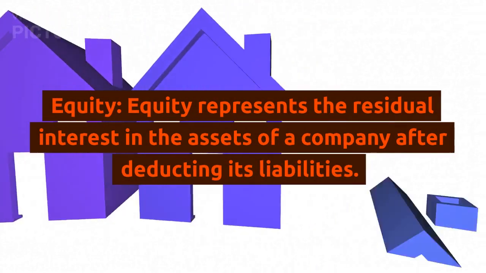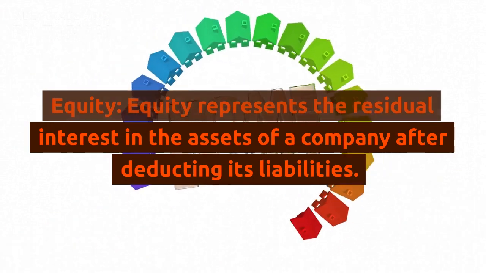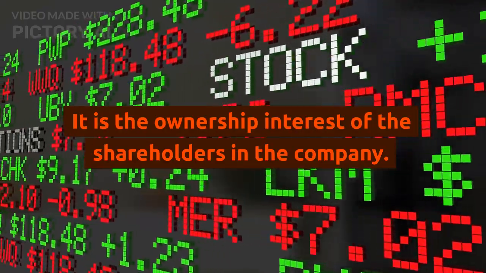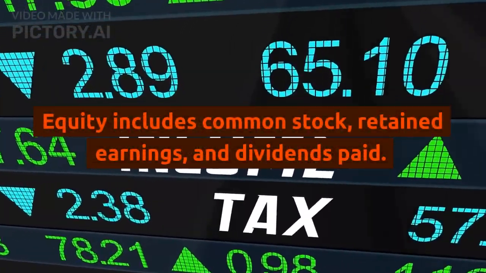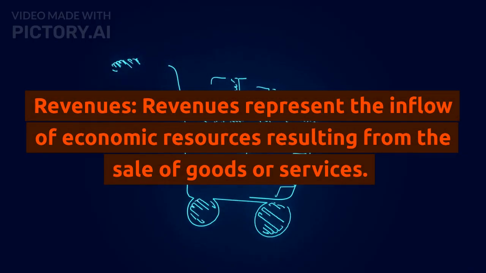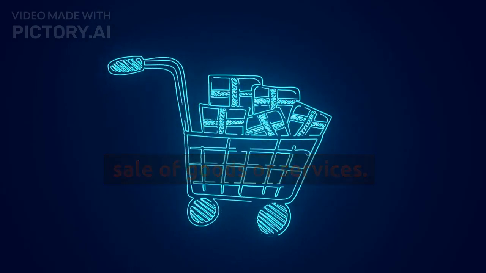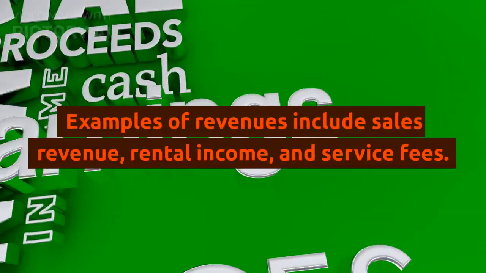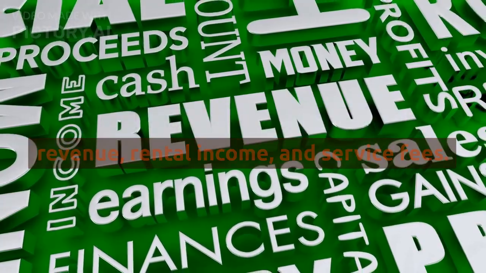Equity. Equity represents the residual interest in the assets of a company after deducting its liabilities. It is the ownership interest of the shareholders in the company. Equity includes common stock, retained earnings, and dividends paid. Revenues. Revenues represent the inflow of economic resources resulting from the sale of goods or services. Revenues increase the equity of the company. Examples of revenues include sales revenue, rental income, and service fees.